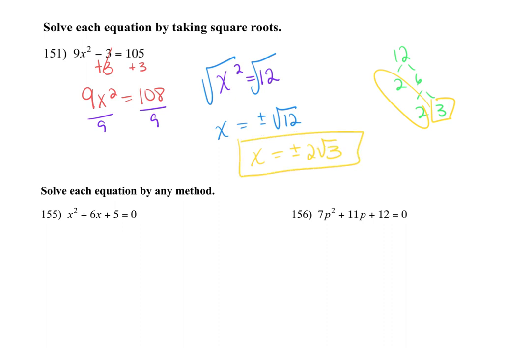Okay, so finding the root's not hard. Get it by itself, simplify. If it's a negative in the root, part of your simplifying is to take that negative out with an i.